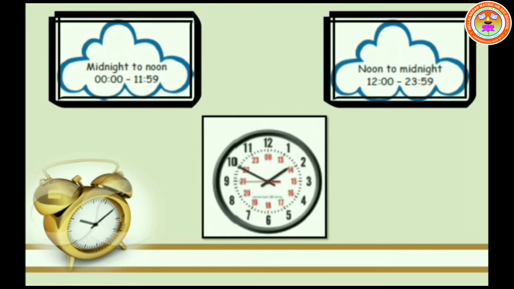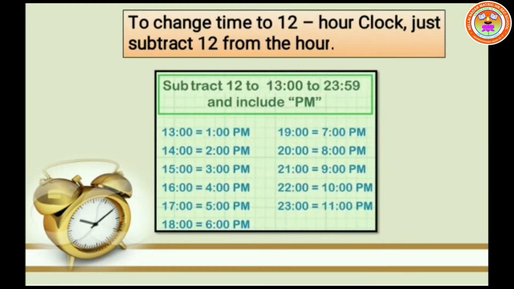Children, look at the clock. From midnight to noon we can write 0:00 to 11:59. And from noon to midnight we can write 12:00 to 23:59. Now we are going to change time to 12-hour clock. Just subtract 12 from the hour. That is, subtract 12 from 13:00 to 23:59 and include PM.